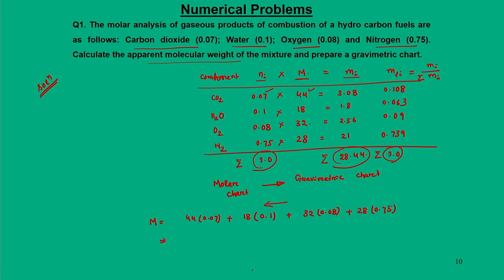So, then we can find out the apparent molecular weight for the mixture is 28.44 kg per kilomole. So, this is nothing but this data. This problem demonstrates the gravimetric chart and the molar analysis or volumetric chart.